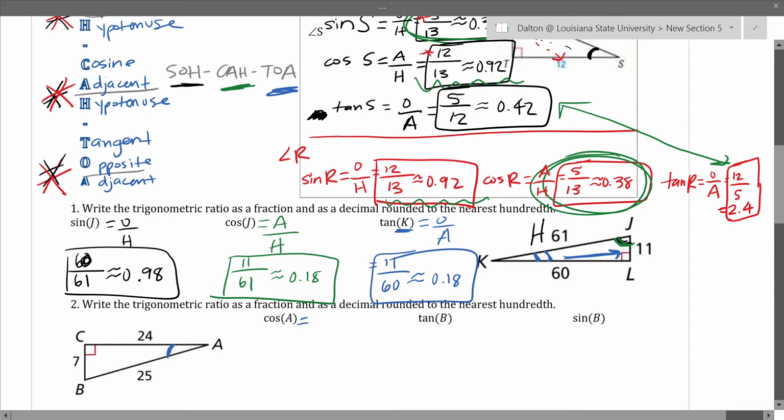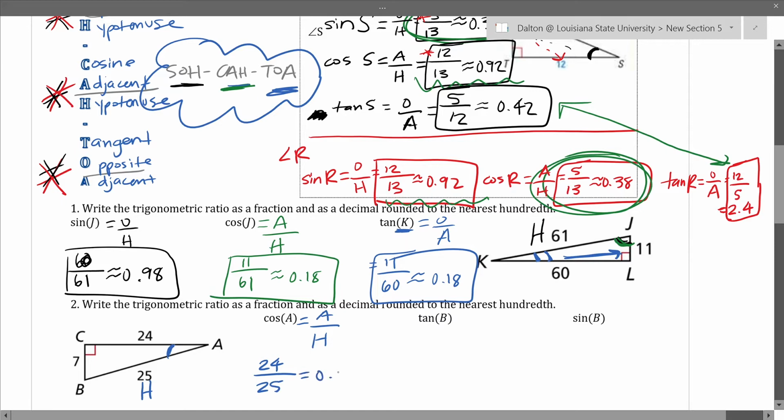Cosine, go back to your mnemonic device here, SOHCAHTOA. Cosine is the middle one. It's found by doing adjacent over hypotenuse, A over H. So from angle A, adjacent is either 24 or 25. But hopefully you went ahead and labeled 25 as the hypotenuse because it will never be anything else. It's across from the 90-degree angle. So that means adjacent must be 24. The hypotenuse is 25. That as a decimal is 0.96.